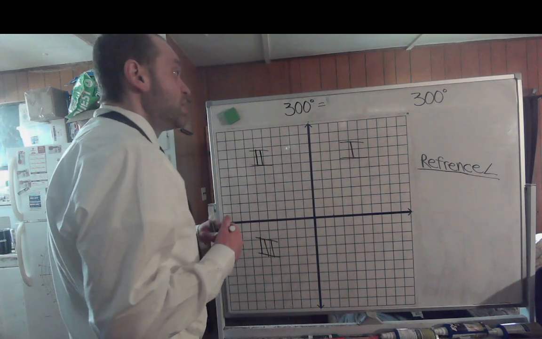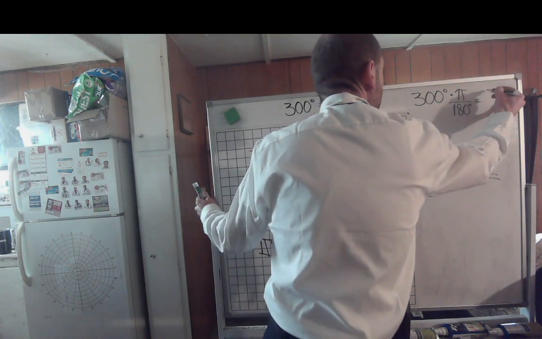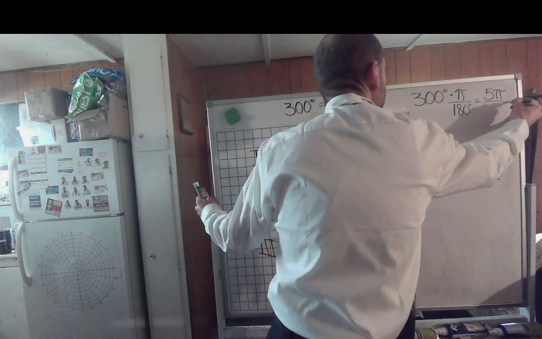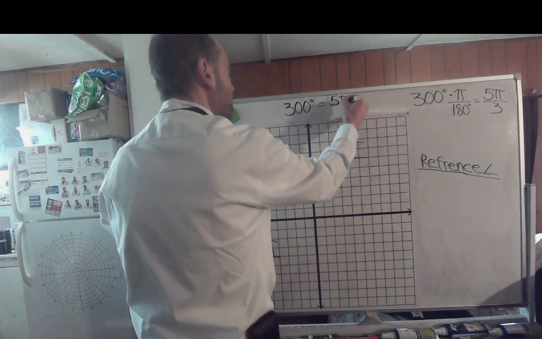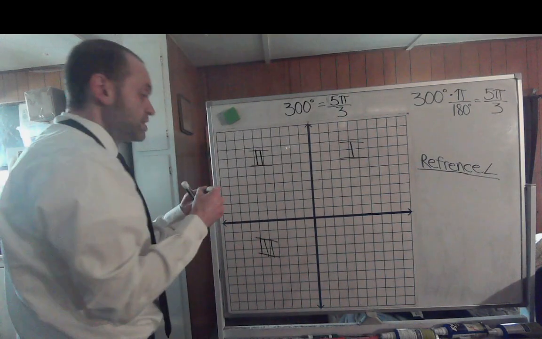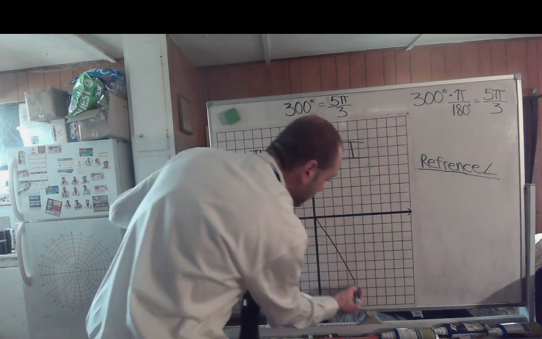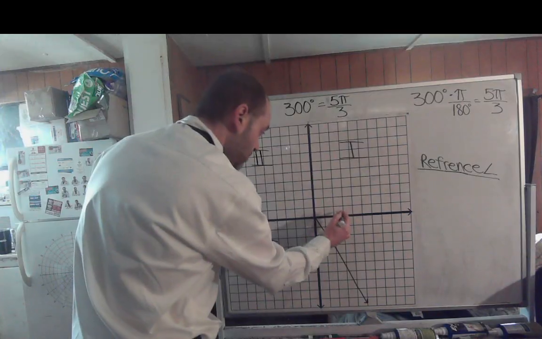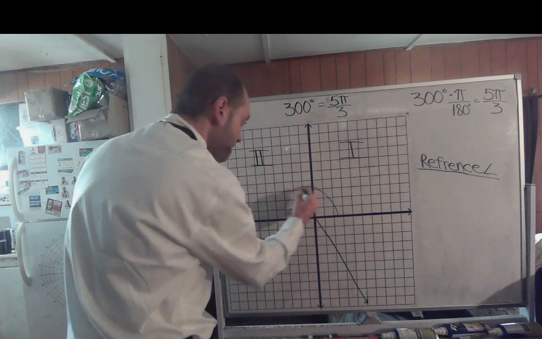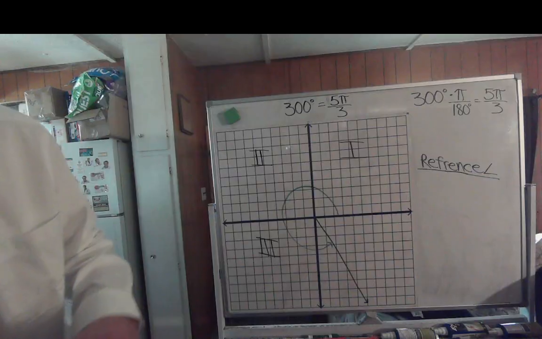So 300 degrees times pi over 180 to convert to radians is actually going to give you 5 pi over 3 radians. So 300 degrees equals 5 pi over 3 radians. So let's go ahead and sketch that real quick. That's going to put you about right there. Going counterclockwise from the starting position, there's your 300 degree angle.